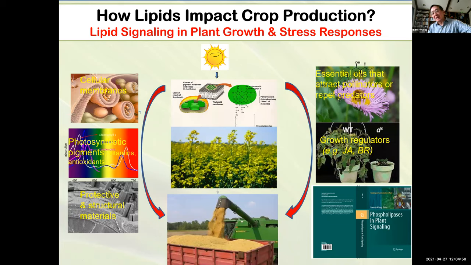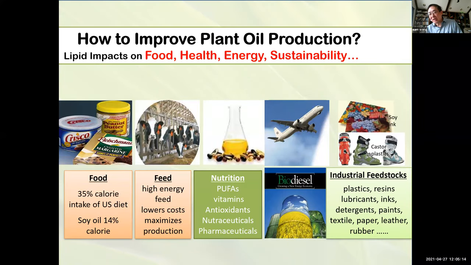One of my lab's key interests is to understand how lipids affect crop production. We particularly focus on lipid signaling, how lipids function as mediators in plant growth and stress responses. One major outcome from this study is how we can actually improve lipid production in plants. This is very different from us humans, where we try to cut down lipid production as much as we can. But in plants, we actually want most photosynthate to go to lipids if we could, because there are huge uses in the food, health, and also renewable industries with the use of the lipids.